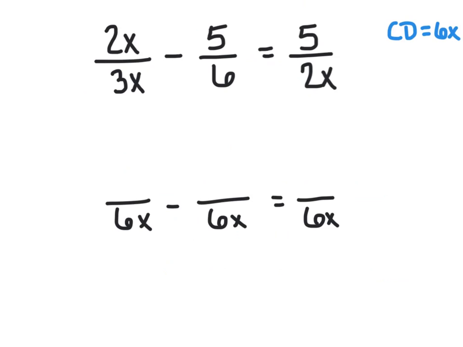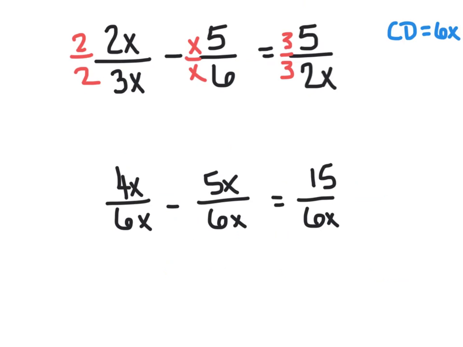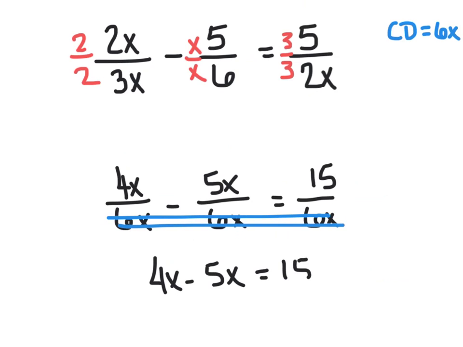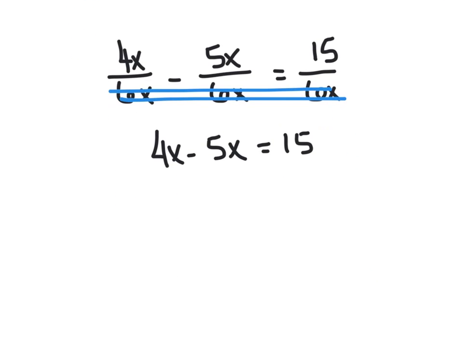And in order to get that done, I'm going to multiply the first fraction by 2 over 2, the second one by x over x, and the last one by 3 over 3. It's going to give me numerators of 4x minus 5x equals 15. Again, we've created common denominators so we could wipe out the denominators and just equate the numerators together. So 4x minus 5x equals 15. Combine like terms. So I got negative 1x equals 15.